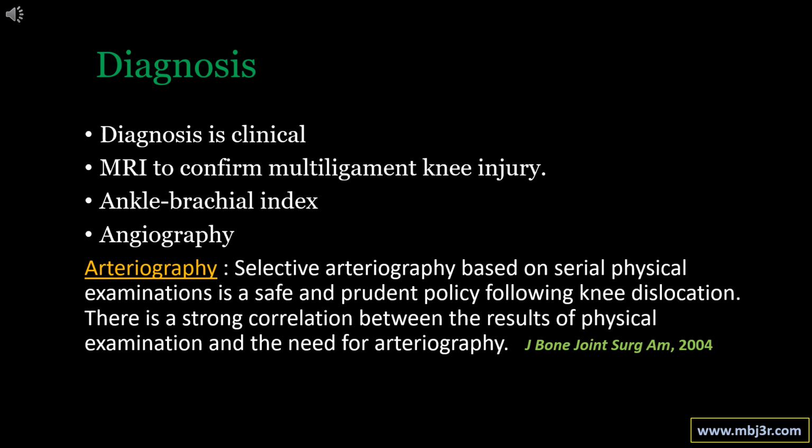Diagnosis is often straightforward with a physical examination and history taking and X-ray of the joint. MRI is generally used to confirm the multi-ligament knee injury. Measuring the patient's ankle brachial index can aid in the diagnosis of associated arterial injury, but that diagnosis may also require angiography for confirmation and arterial repair planning.